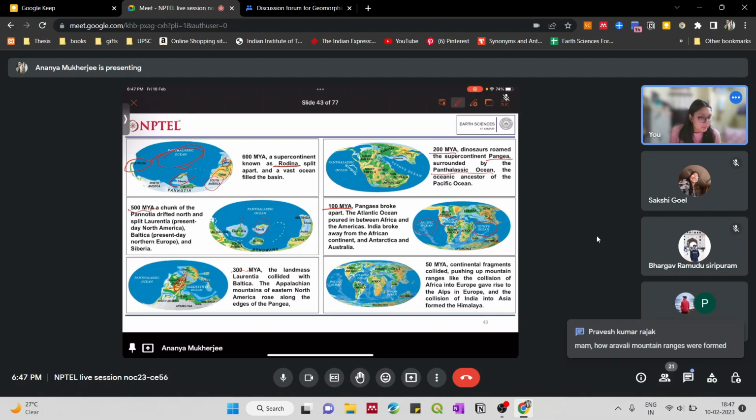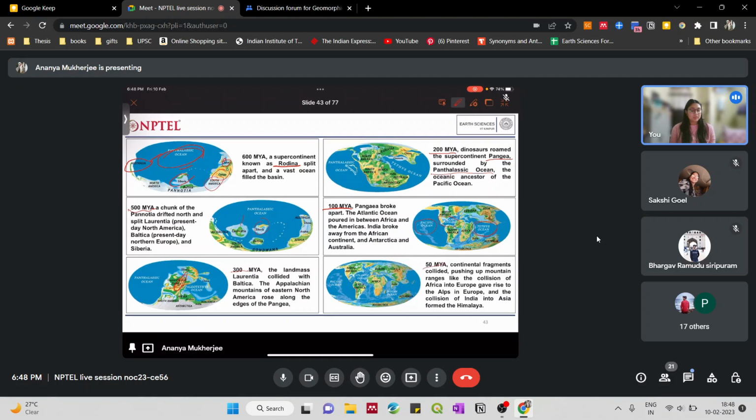Okay, I'll get back to the Aravalli mountain ranges in a slide later on. So, around 100 million years ago, you have the Tethys Ocean, the Pacific Ocean and the Atlantic Ocean. All these oceans were created because Pangea was breaking apart, the land masses were breaking apart.